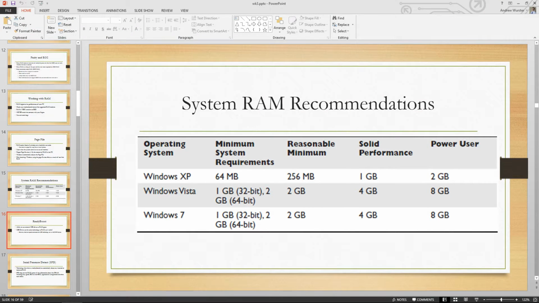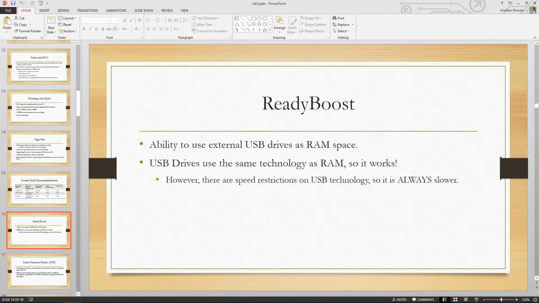ReadyBoost. This is kind of cool. They developed this with Windows 7 and above, and this is the ability to use USB drives as RAM space. Now, of course, if you think about it, USB drives are completely identical to RAM, with the exception that they're plugged in via USB. So really, the restriction with using a USB drive for RAM is the USB to Northbridge interface itself. So the actual USB protocol is a lot slower than the RAM that goes directly into the motherboard. So that's why you don't want to rely on this to give you a lot of RAM.